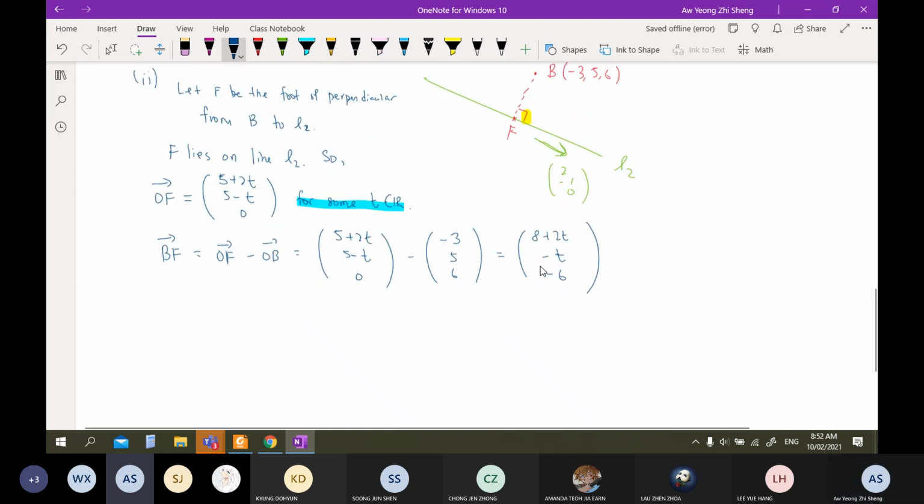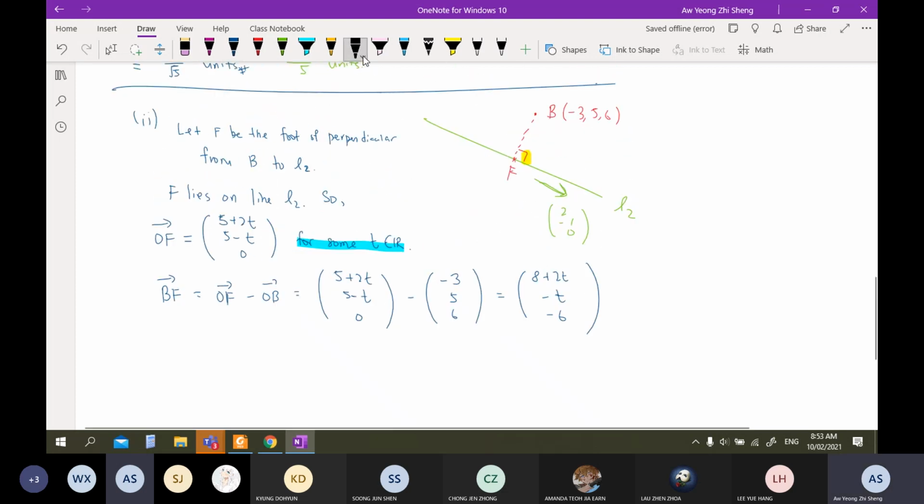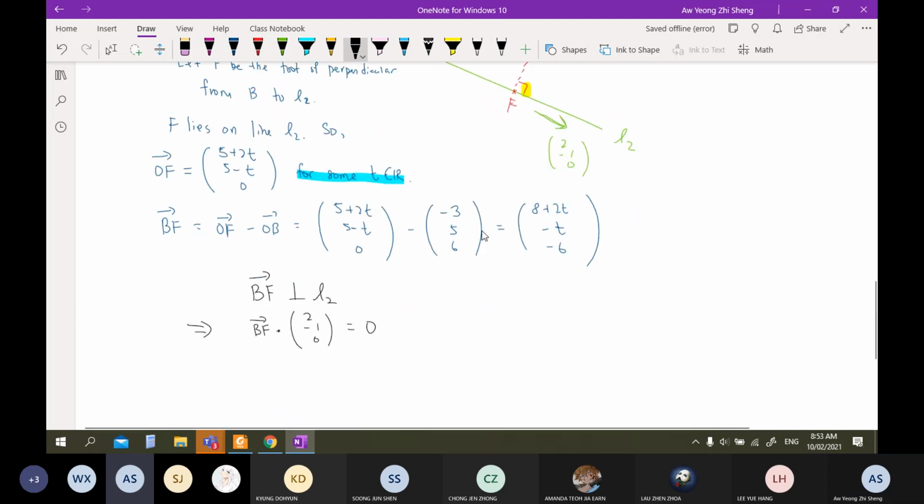Now, next thing is we want to use the 90 degrees. And so we notice that the vector BF is perpendicular to the line L2. That means the vector BF dot with the direction vector 2, minus 1, 0 will be equal to 0. BF dot with the direction vector of line L2 will be equal to 0.